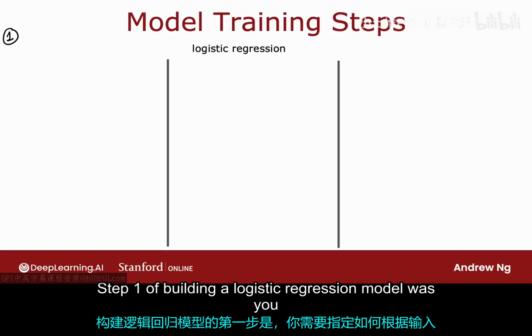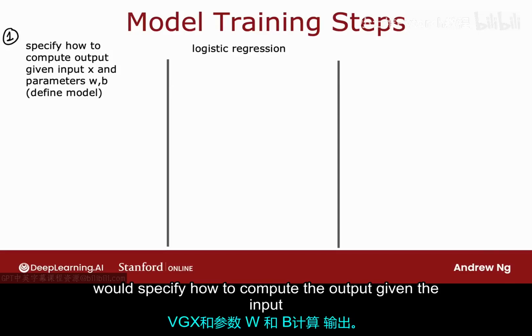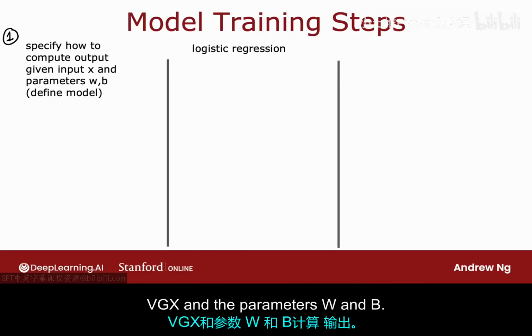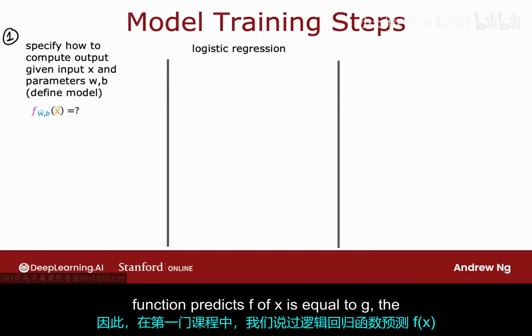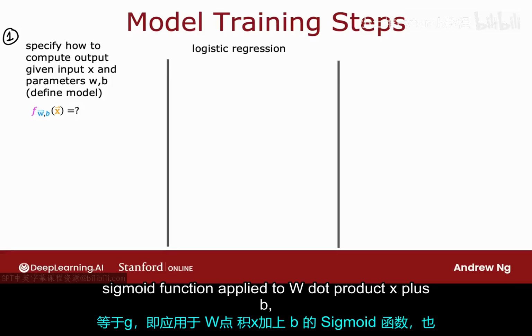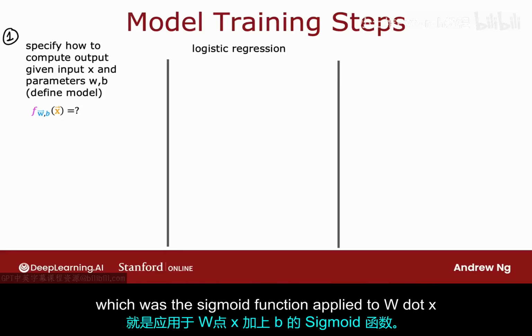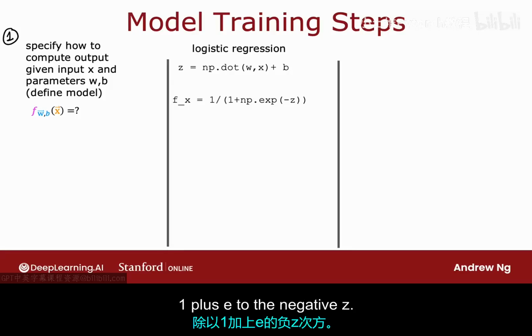Step 1 of building a logistic regression model was you would specify how to compute the output given the input feature x and the parameters w and b. So in the first course, we said the logistic regression function predicts f of x is equal to g, the sigmoid function applied to w dot x plus b. So if z is the dot product of w with x plus b, then f of x is 1 over 1 plus e to the negative z.